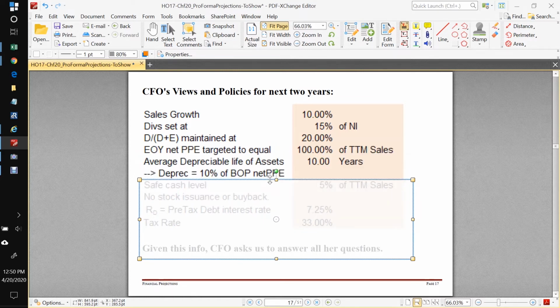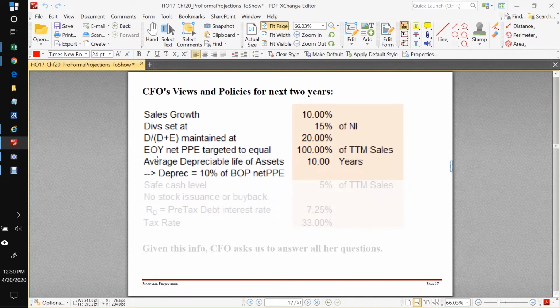Okay, and as I pointed out briefly before, they feel like they have enough net PPE. Their net PPE has to keep up with their sales because they need more ovens, more packaging equipment, more warehouse space, more trucks, that sort of thing as their sales grow to deliver more and more packages of nut-based snacks. So they feel, based on their experience, that their net PPE is keeping up if at the end of the year it is equal to about 100% of 12 trailing month sales.